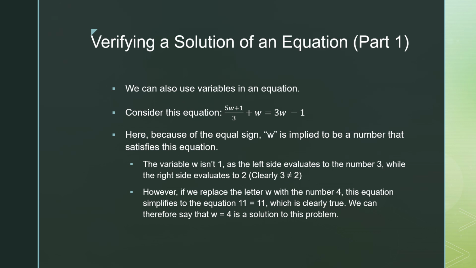All we're doing is checking: if we replace every instance of the letter w with the number 4, is that going to be a valid statement? In this case, we'd end up with 11 equals 11, which we should know is true. So we know it's a solution. And in this case, it's the only solution. There's no other value that you could plug in for w and get a valid answer.